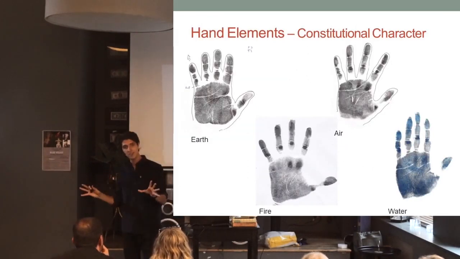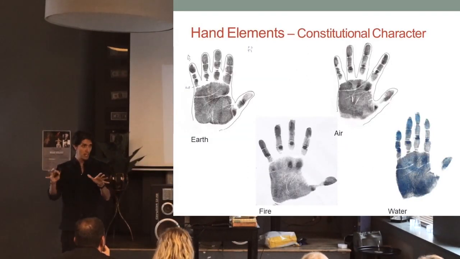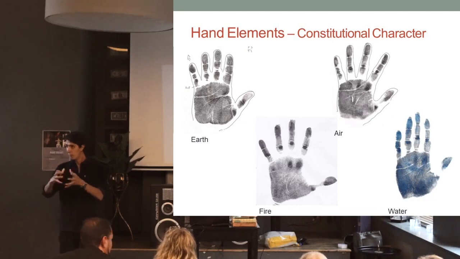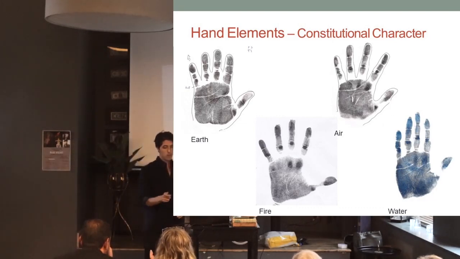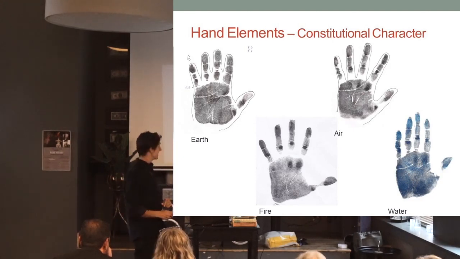So those are the basic elements. Everybody's going to be a mixture, a combination of those, with some elements predominant over others. You've got your earth, air, fire, and water. So that's the base. That's the first part.